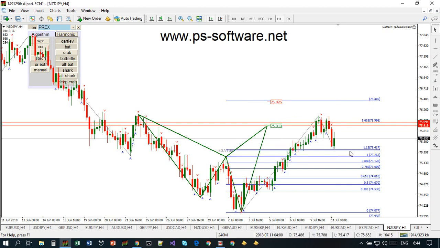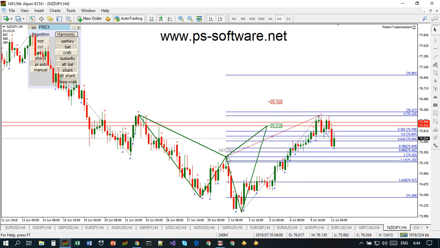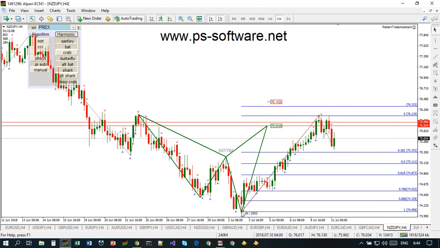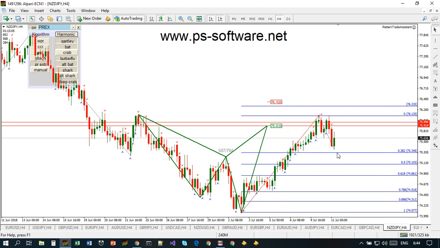The initial reaction typically goes to where? To 382 of the C to D leg, so we still have some space. This is the so-called IPO zone, the initial profit objective zone. So the initial reaction will typically go here.